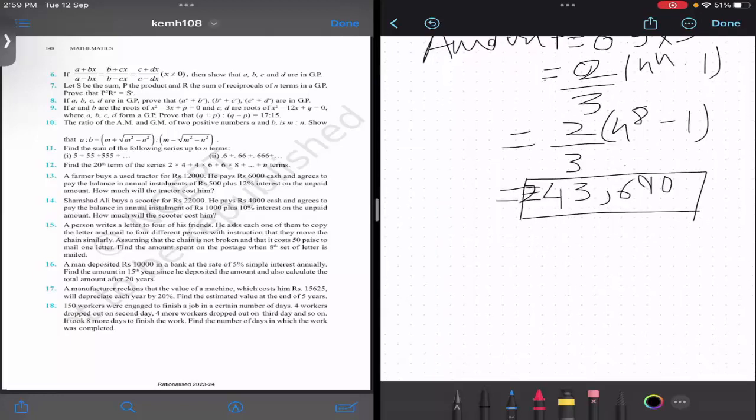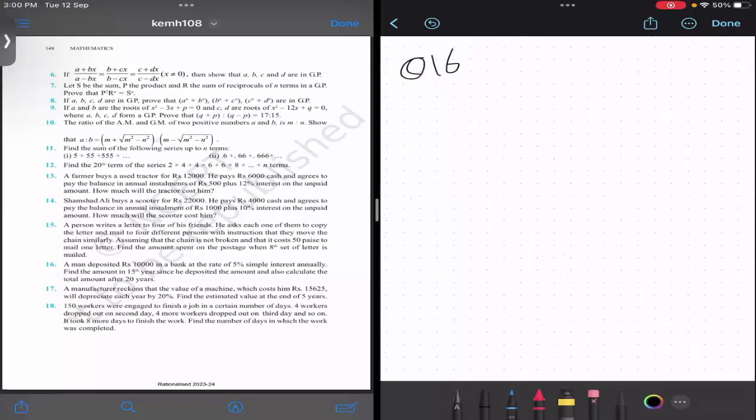Moving on to question number 16. We have been told that a man deposited 10,000 in a bank at the rate of 5% simple interest. Find the amount in 15 years since he deposited the amount, and also calculate the total amount after 20 years, right? So the amount he deposited is going to be 10,000, right? He deposited this amount at 5% simple interest annually.